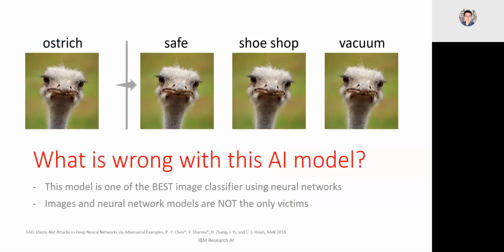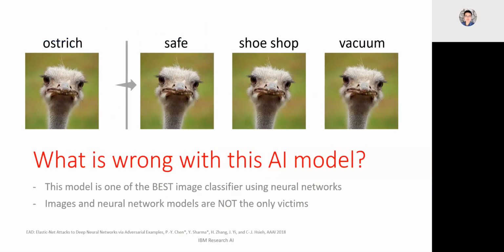It turns out these AI models can be easily fooled by so-called adversarial images. You can not only turn the label of ostrich into shoe shop, it can be turned into safe or vacuum or whatever label you want. And the AI model we are talking about is not some random and crappy AI model. This is actually the best image classifier using neural networks that we are using nowadays.